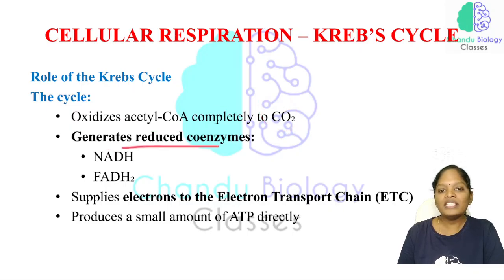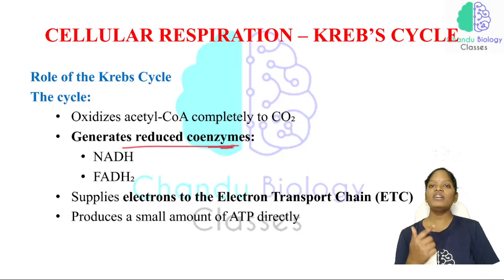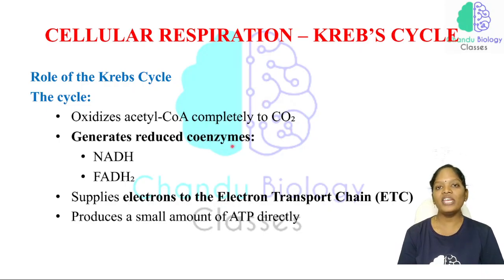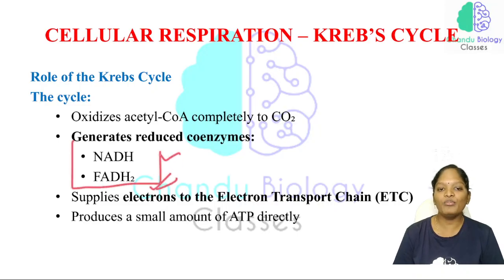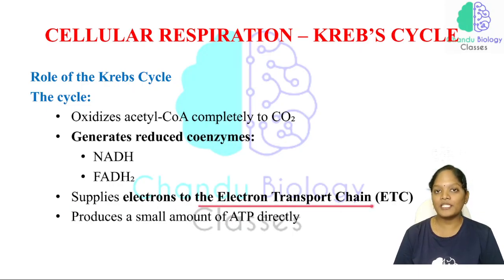Now it generates reduced coenzymes. So whenever the cycle is taking place, the coenzymes are also generated. What are all the coenzymes? NADH and FADH₂. Very, very important electron carriers, coenzymes and energy molecules. Now it supplies electrons to the electron transport chain.